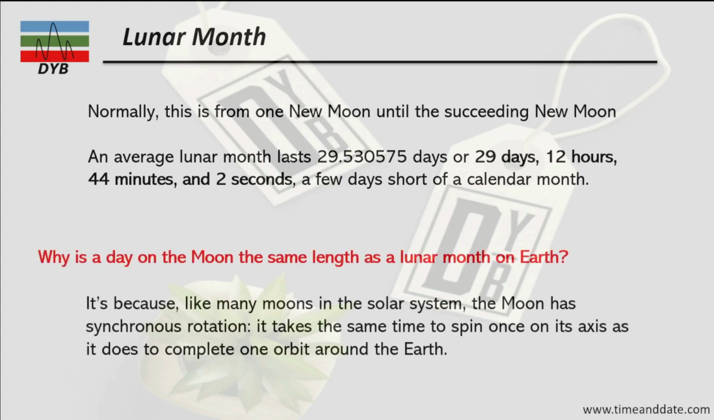Do you know why a day on the moon is the same as the lunar month on the Earth? It's because, like many other moons in the solar system, not only the Earth's moon but other satellites, the moon has synchronous rotation. It takes the same time to spin once on its axis as it does to complete one orbit around the Earth. That is the fact. That's why the surface of the moon has the same length of day as the lunar month.